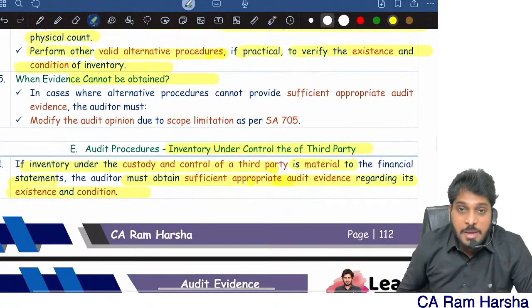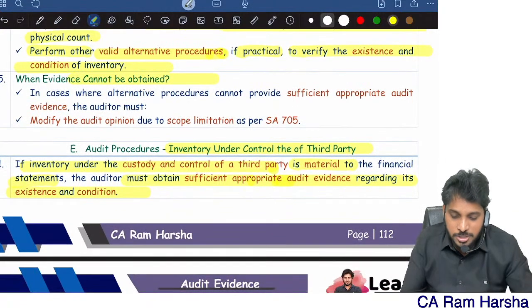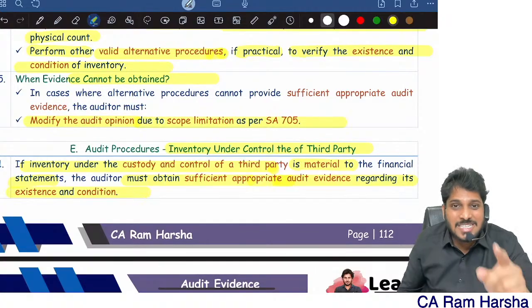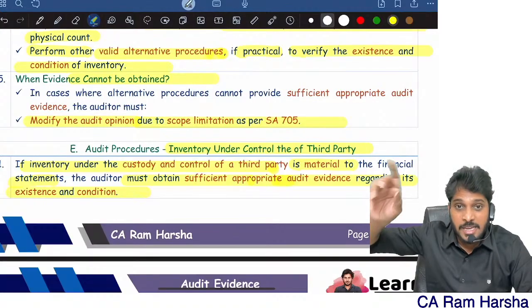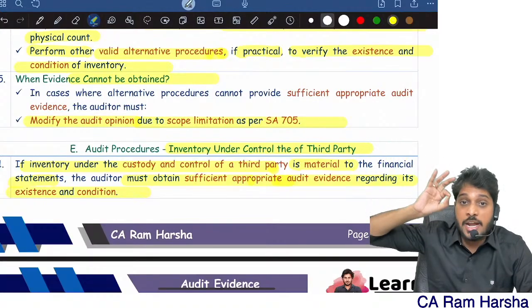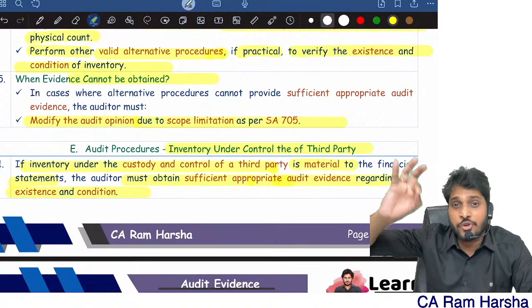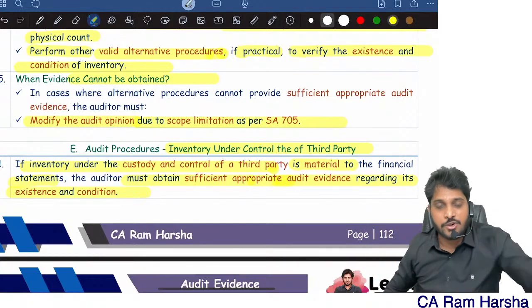If evidence cannot be obtained, sir, and alternative procedure is also not possible, then modify the opinion because there is a limitation on the scope. You are unable to obtain evidence regarding inventory lying in the godown, and you are unable to perform an alternative procedure also. Therefore, you will directly give the modified opinion. That's it. 501 is over.